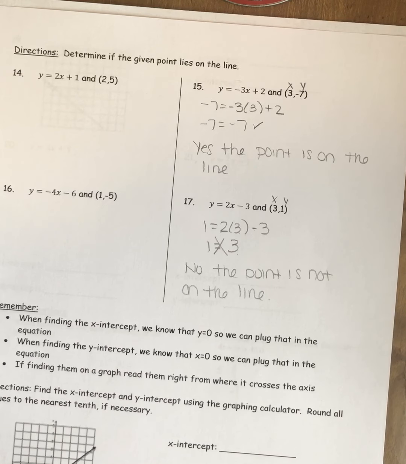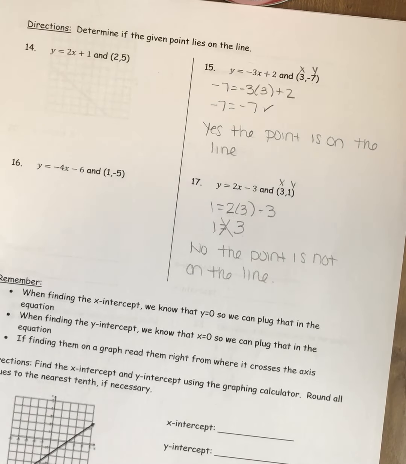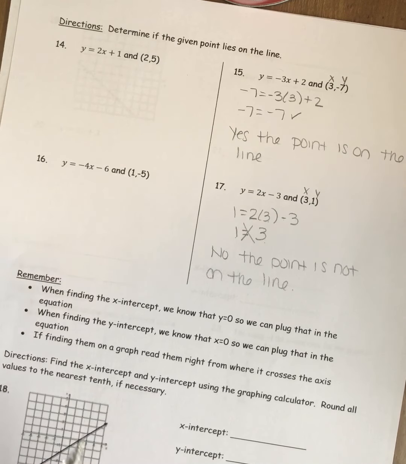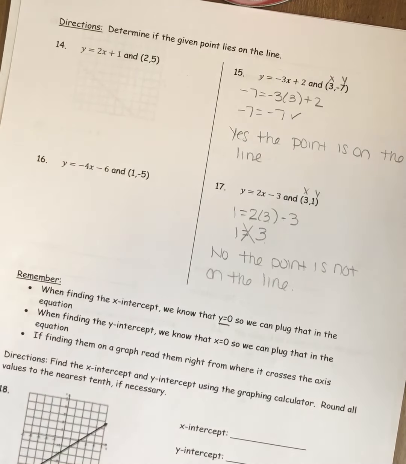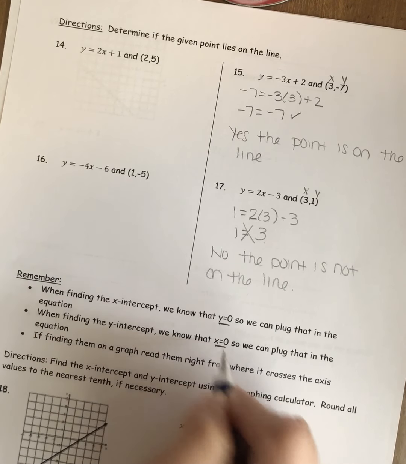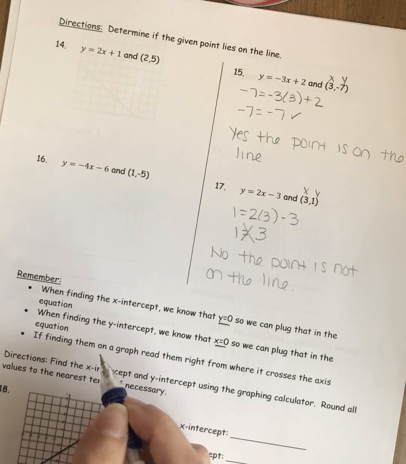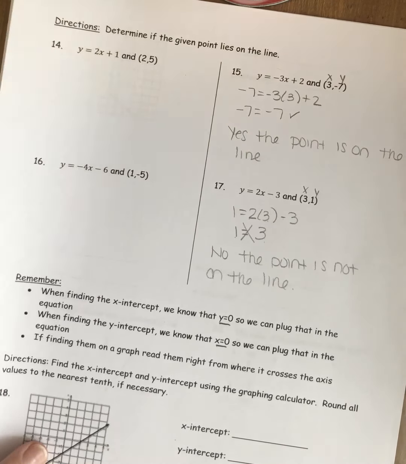I'm going to read the steps below, but then we have to go to the next page to do the problem because we're going to do number 19 together. It says, remember, when finding the x-intercept, we know that y is 0. This is extra important when it comes to some of the Regents questions. When finding the y-intercept, we know that x is 0. So whichever intercept you're finding, the other letter is 0. If finding them on a graph, just read them from right where it crosses the axis.